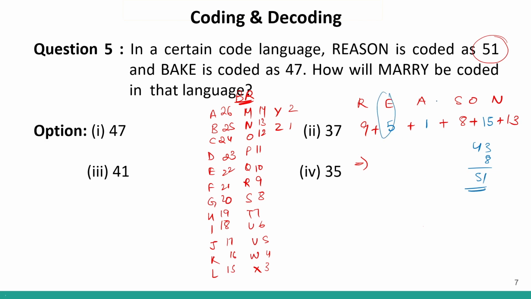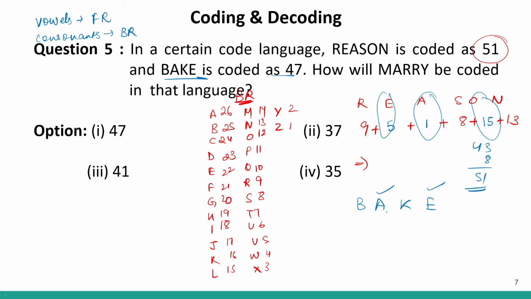So E, A, and O, these are your vowels. So for vowels, we took forward ranks. And for consonants, we took backward rank. Correct? Let us check the same thing for bake and 45. So for bake, what is the vowel? A and E. So forward rank for A and E, 1 and 5.